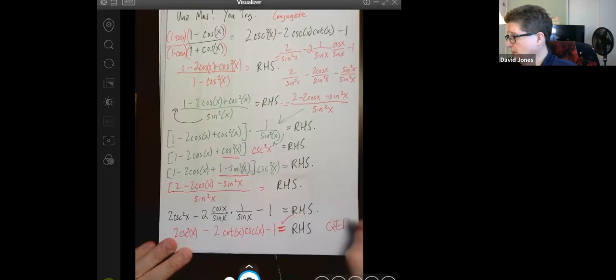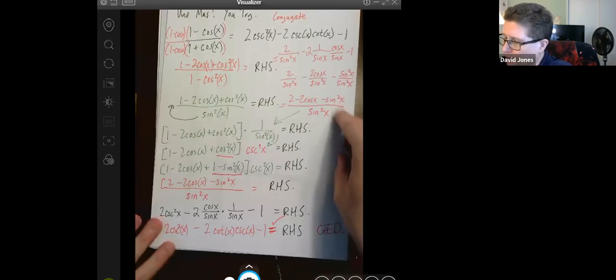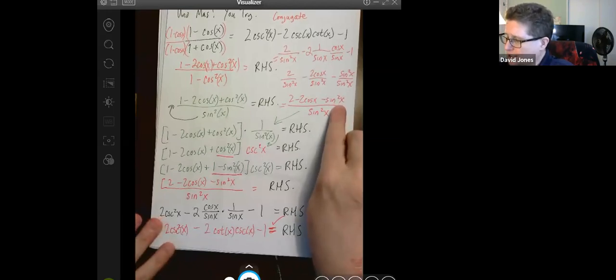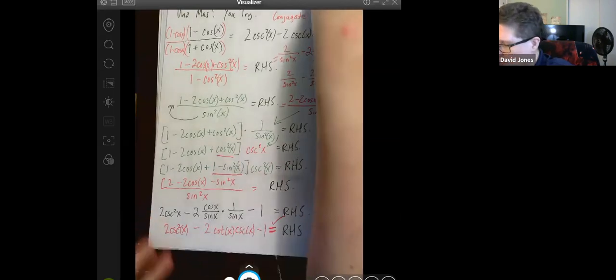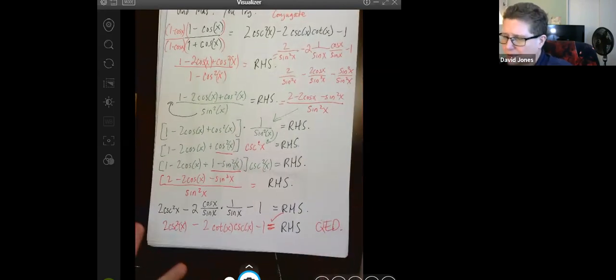QED. So here I kept going the full way. I probably would have stopped right here. I would have written sine squared x as 1 minus cosine squared x, got it to look like that, and stopped. I'm trying to show you how the correct way of doing it is just working one side. Sometimes you work the other side on a piece of scratch paper to help steer you where you're going.